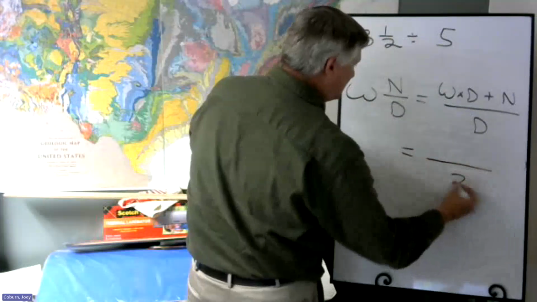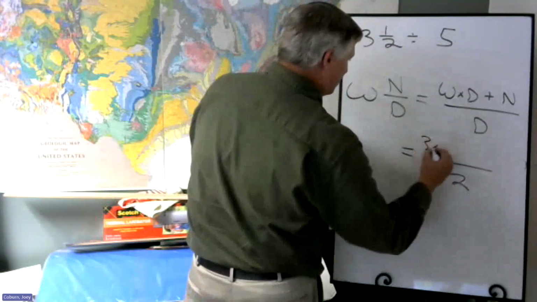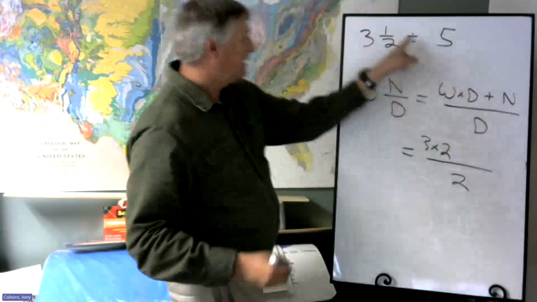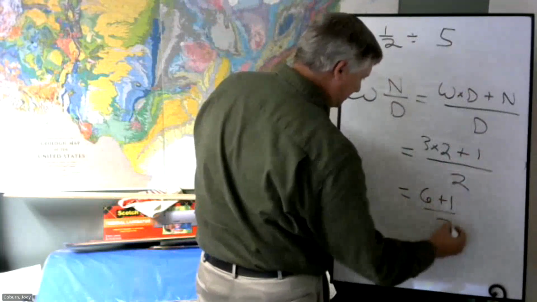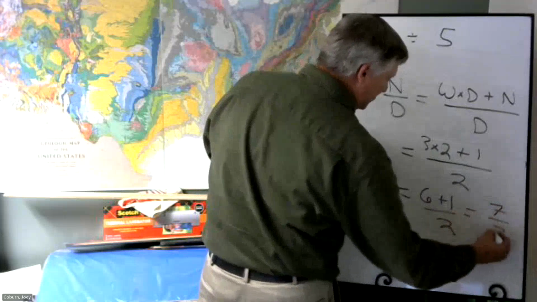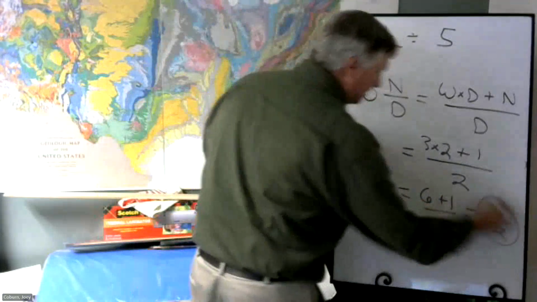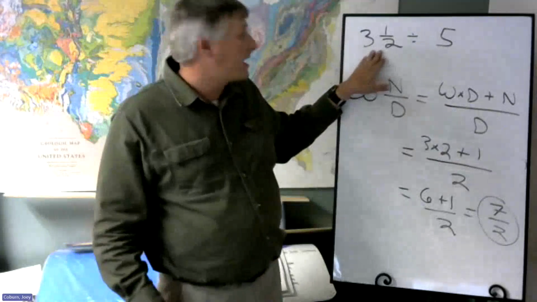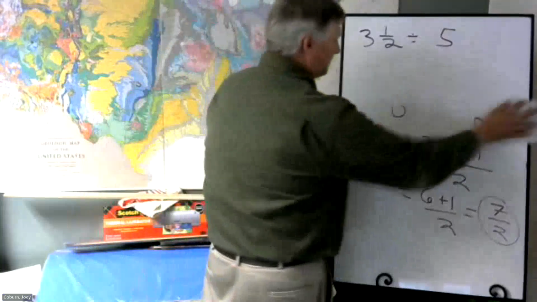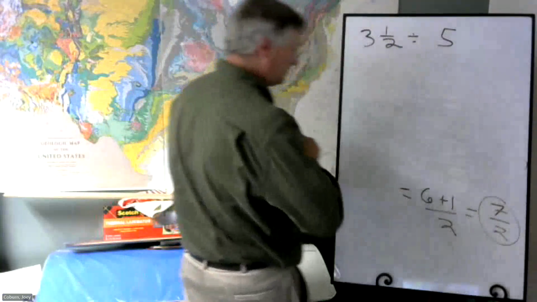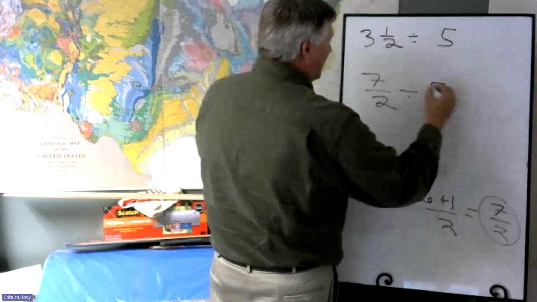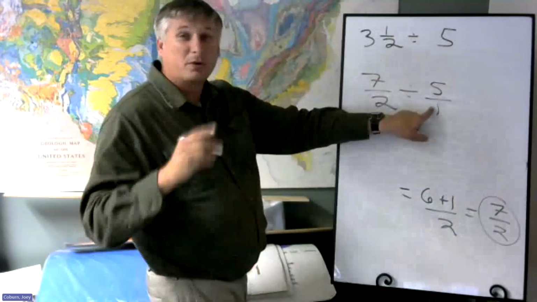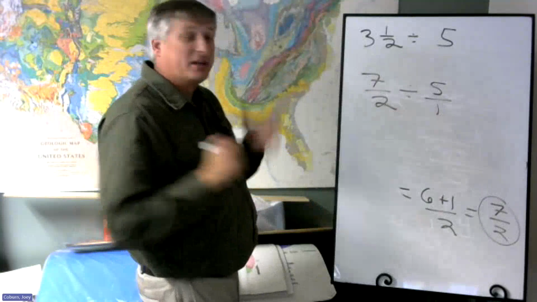So the D is 2, W times D plus N, the top number. We get 7/2. So this will become 7/2. Now we still need to convert the 5 to an improper fraction. You get 7/2 divided by 5, and again, we put a 1 underneath it. So now it's an improper fraction.